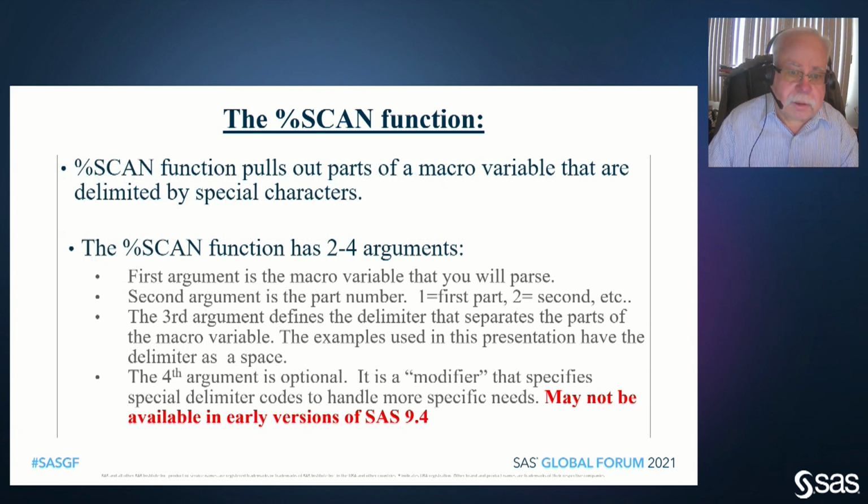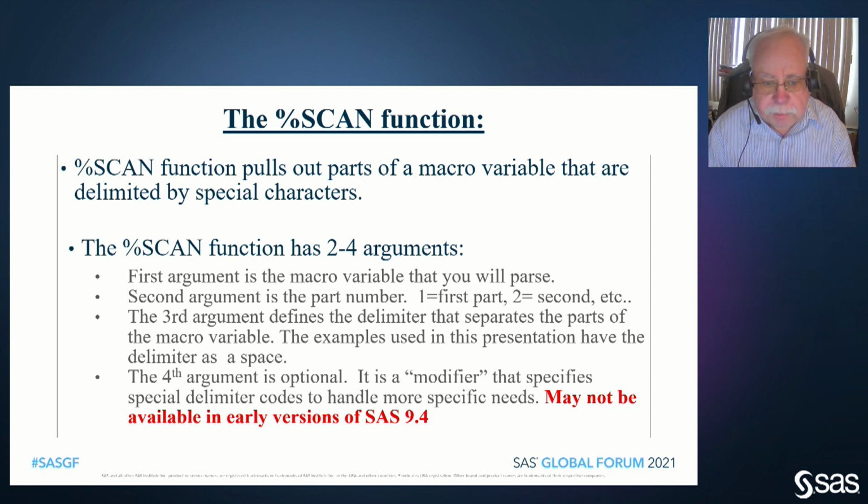Okay. So the scan function has 2 to 4 arguments. The first argument is the macro variable that you will parse. So we're going to have a macro variable which has a lot of values separated by the delimiters. The second argument is the part number. 1 will be the first part, 2 will be the second part, and so forth. The third argument defines the delimiter. I guess the 2 to 4 means that the default delimiter will be the space or the blank.